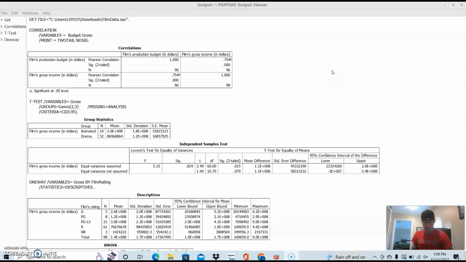Hey friends, so basics of SPSS part 2. What I want to do is take some time to actually move through the output window with you. So we talked about it in the previous lecture that you'll run certain analyses.